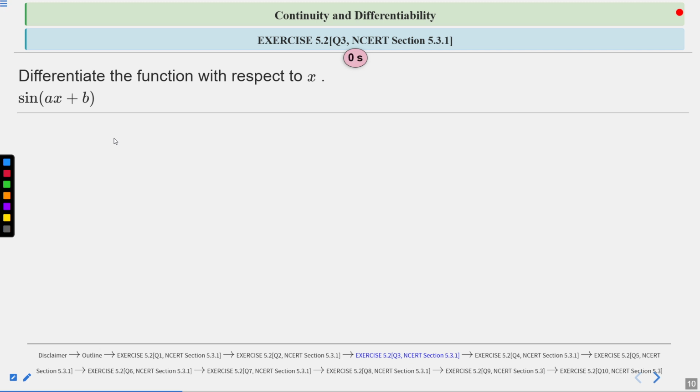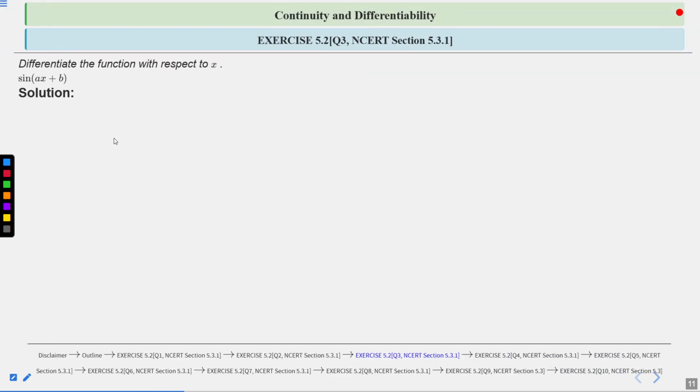Okay, let us move to the solution part now. We have to differentiate the function with respect to x, and the function is sine of ax plus b. How can we differentiate? First we will try with the composite function method. So let f(x) be sine of ax plus b, and u(x) is ax plus b, and let us take v(t) as sine t.